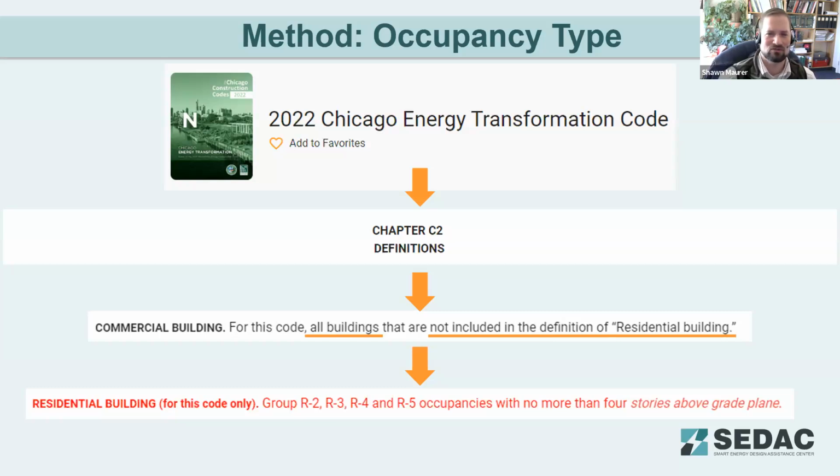That's specific to the Chicago Energy Transformation Code. In the rest of the state, it's 3 stories above grade plane. So that's why there's a slightly different requirement for these 2 different buildings. One falls in the commercial because it's exceeding that 4-story limitation. The other does qualify as residential.